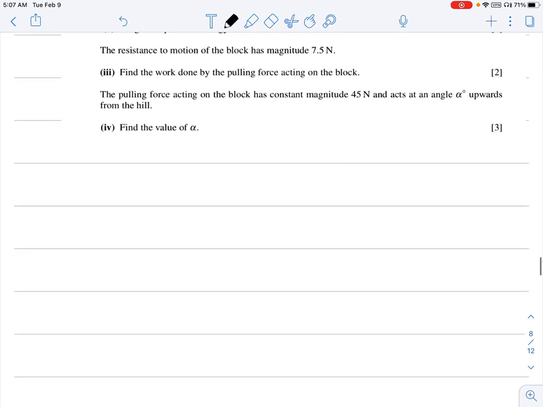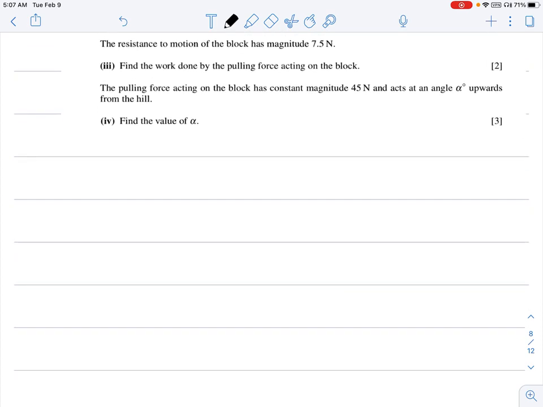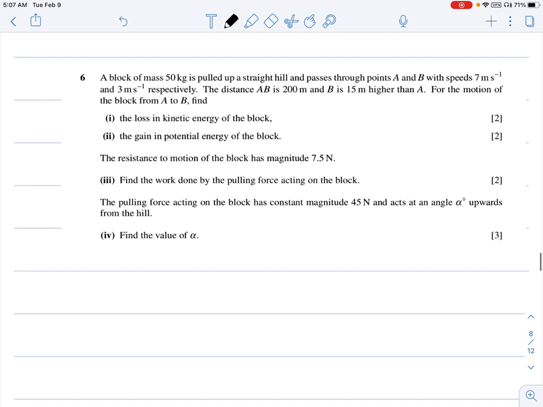Question number 6. A block of mass 50 kg is pulled up a straight hill and passes through points A and B with speeds 7 meters per second and 3 meters per second respectively. Distance AB is 200 meters, B is 15 meters higher than A.